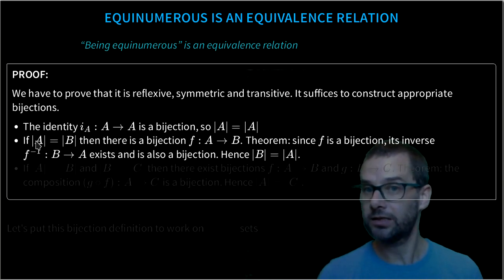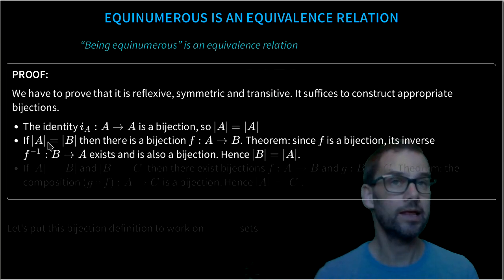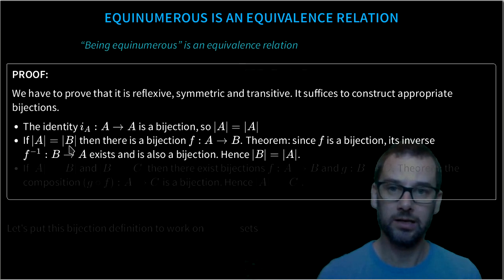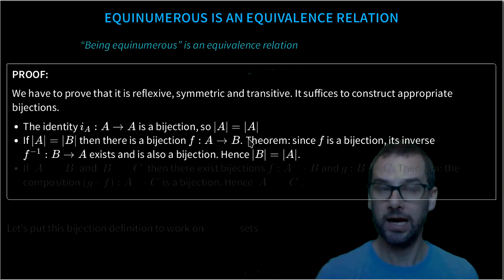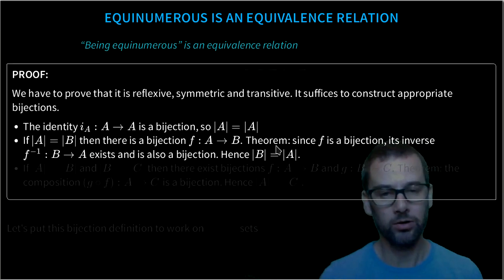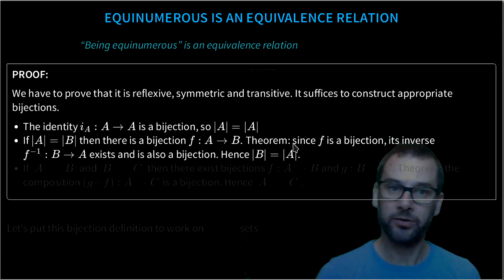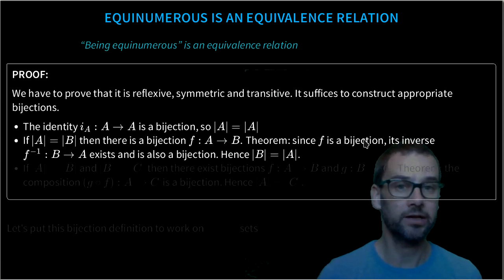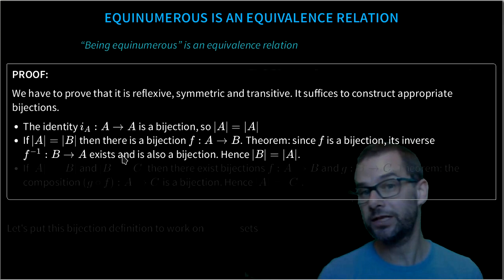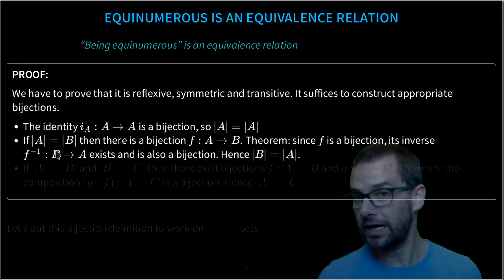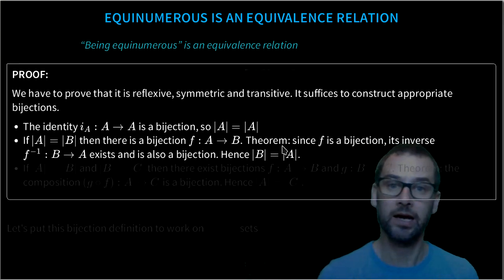Then, if we know that the size of A is equal to the size of B, then we have a bijection from A to B, that's just the definition of equinumerous. Well, we proved previously that if we have a function f that's a bijection, then its inverse exists and is also a bijection. And that inverse takes us from B back to A, and hence we have the symmetric condition being satisfied.